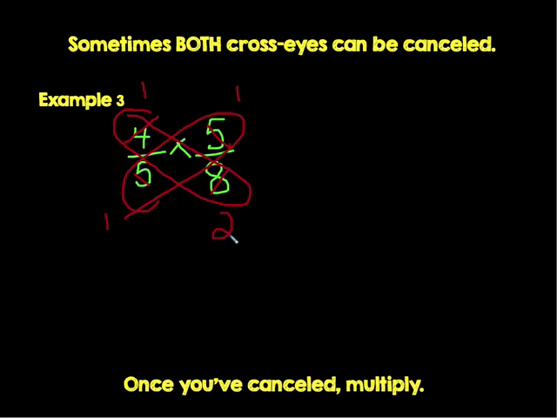So on the top, I've got 1 times 1. And on the bottom, I've got 1 times 2. 1 times 1 is 1. 1 times 2 is 2. That's in lowest terms. Make sure you've copied everything I've written.